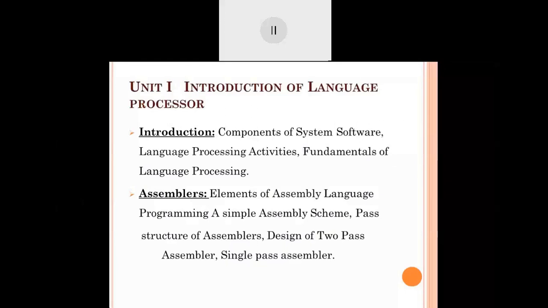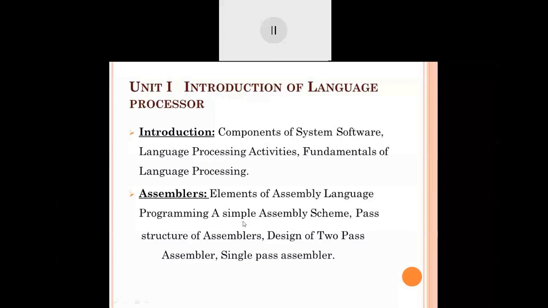First unit. It is again divided in two parts. In the first part we see the introduction, the components of system software, then language processing activities, and fundamentals of language processing. Before going to learn about the language processor, you should know what we mean by language processing activity, and what things are involved when we say that it is a language processor. So we see the basic, fundamental concepts of language processor, which are generally used whenever it is implemented. The next part, yes, so this is the introduction part.